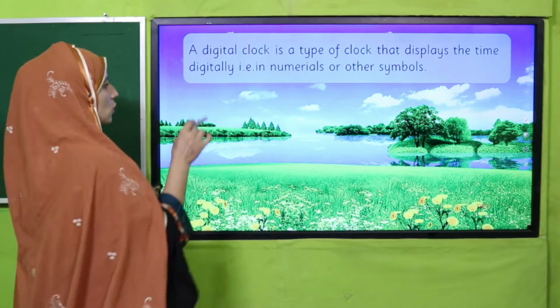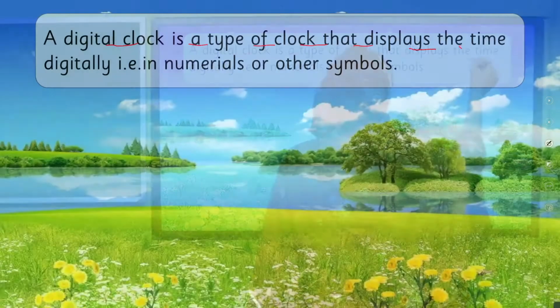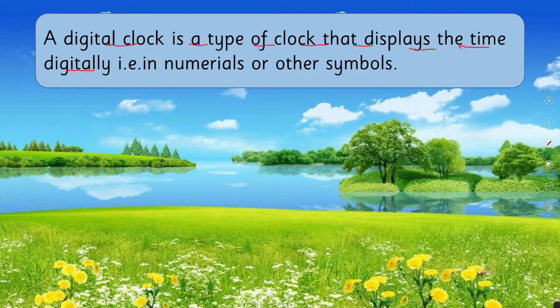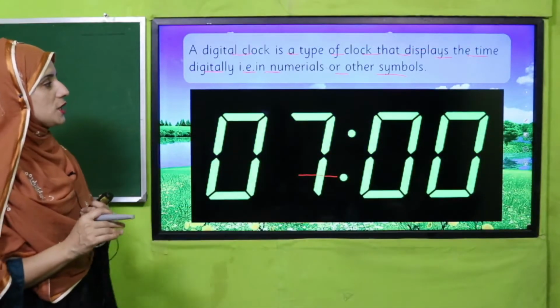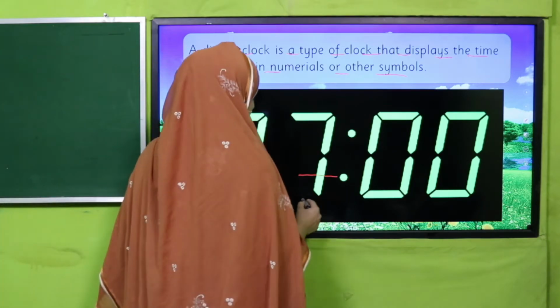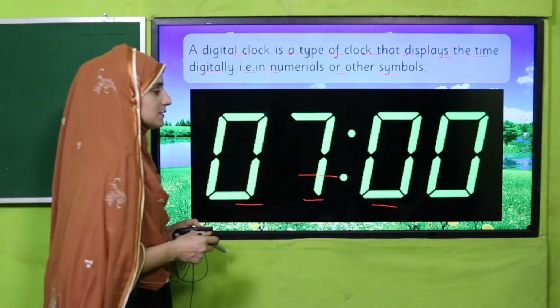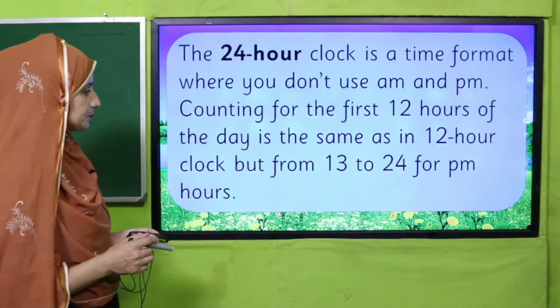What is a digital clock? A digital clock is a type of clock that displays the time digitally, in numerals or other symbols. We can see the time in the shape of symbols and digits. Like we can see there that it is 7 o'clock, and this type of clock is called a digital clock.